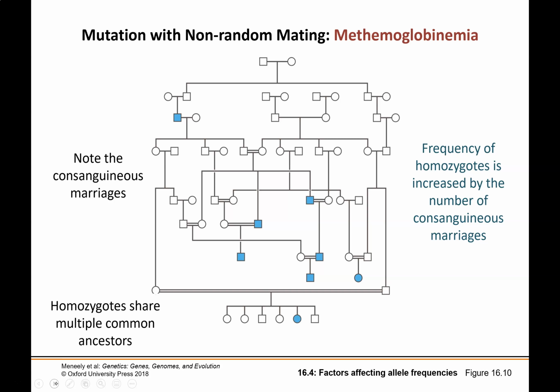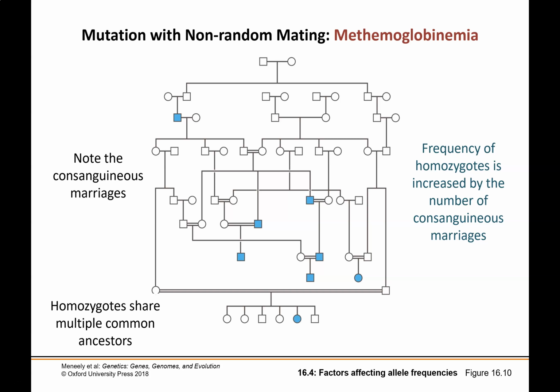So here's an example of mutation combined with non-random mating. This is a condition called methemoglobinemia. This is a fancy word to say that your blood has a blue tinge. It is a disorder that is common in families in rural Kentucky. Historically, this was a region that was isolated from other populations. Because of that isolation, they tended to marry within families or within nearby families. There was not a lot of intermarriage between people outside of their population.